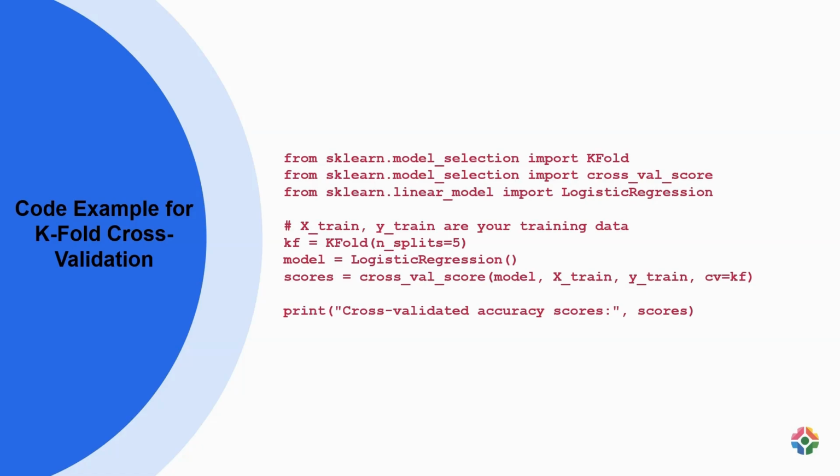Example: Python. from sklearn.model_selection import KFold, cross_val_score. from sklearn.linear_model import LogisticRegression. kf = KFold(n_splits=5). model = LogisticRegression(). scores = cross_val_score(model, X_train, y_train, cv=kf). Print cross-validated accuracy scores.